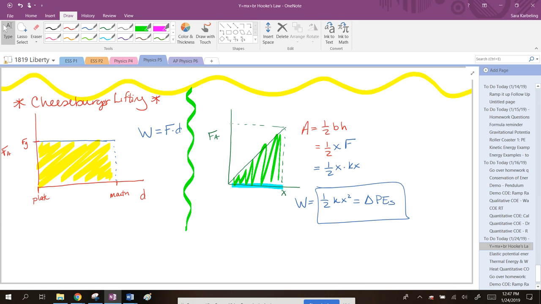So we said that when we lifted the cheeseburger, we had a constant force. Force over distance was work. The area under the curve was the work done, or the change in gravitational potential energy, lifting that cheeseburger up. We said that when we're talking about a mass on a spring, the force gets bigger and bigger as the displacement gets bigger and bigger. As a result, the work is not constant. It's not a rectangle, but a triangle instead.